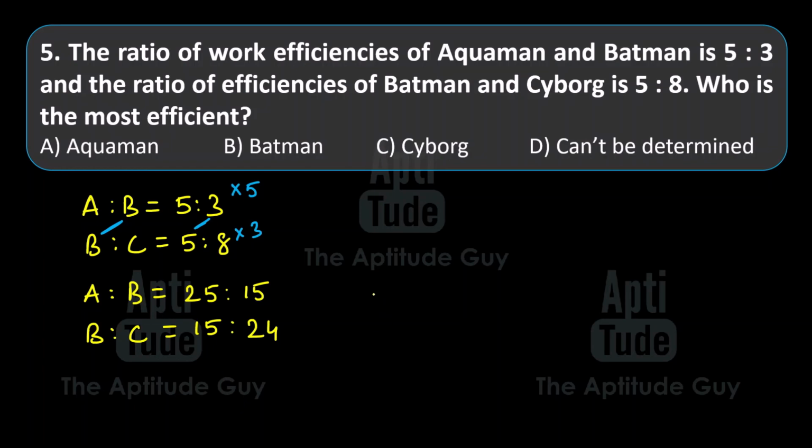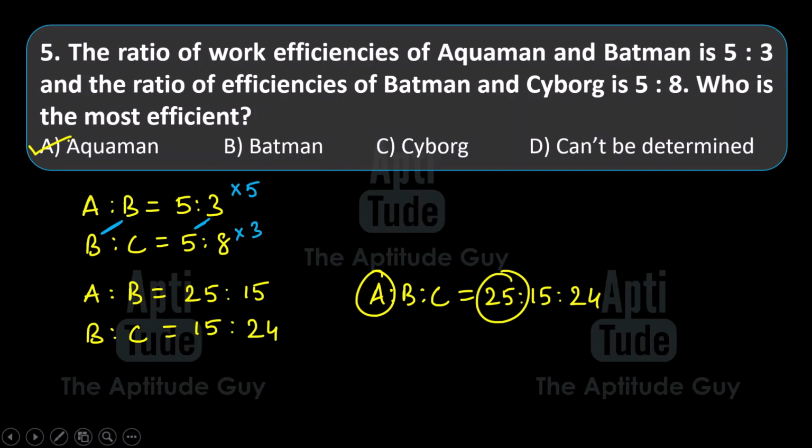So what is A is to B is to C? A is to B is to C equals 25, B is 15 and C is 24. Now who is the most efficient? 25 is the most efficient, which is of course Aquaman. Answer is option A. Done.